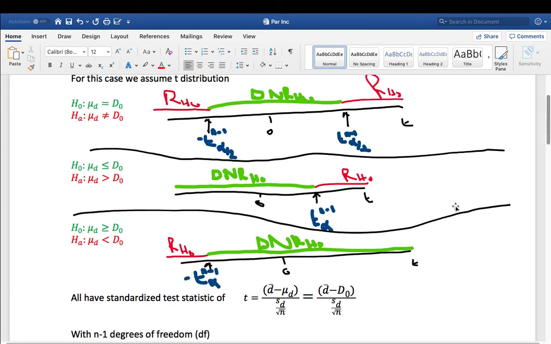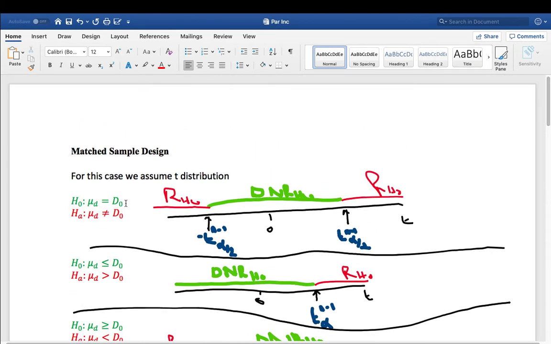So what that number D0, this mean difference from H0, is just referring to is whatever number you have on the right hand side. Okay, that's all it refers to. So let's look at an example.